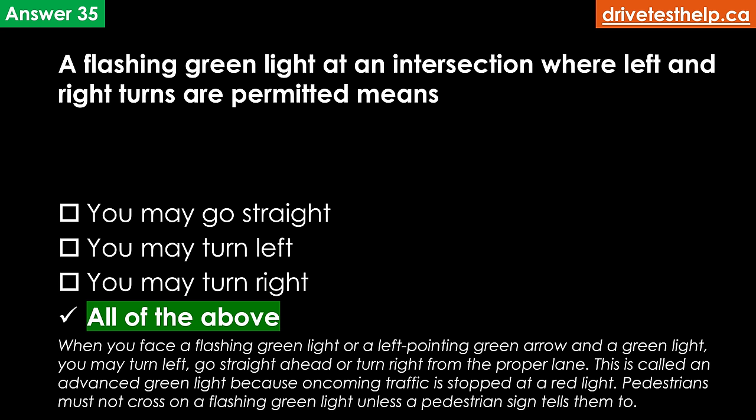When you face a flashing green light or a left pointing green arrow and a green light, you may turn left, go straight ahead, or turn right from the proper lane. This is called an advanced green light because oncoming traffic is stopped at a red light. Pedestrians must not cross on a flashing green light unless a pedestrian sign tells them to.